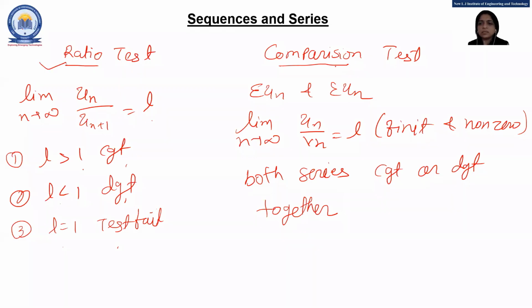And what is the comparison test? If we have two different positive term series, un and vn, then limit n tends to infinity un upon vn equal to L, and if this L is finite and non-zero, both the series converge or diverge together. Okay, so this test will help you for today's lecture also. That's why I repeat this test.